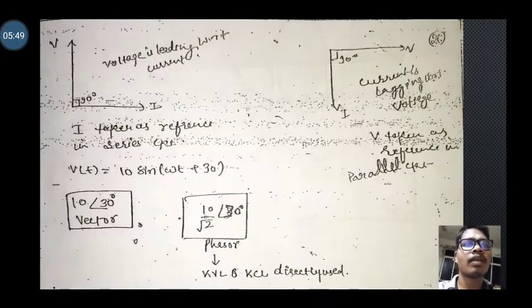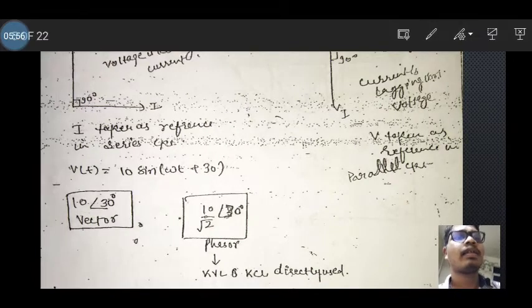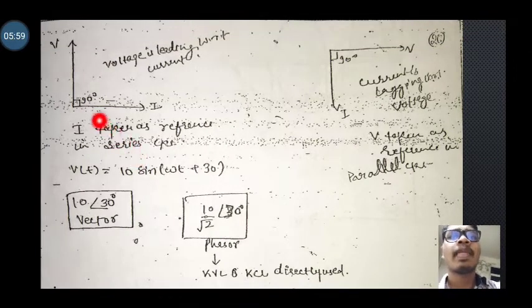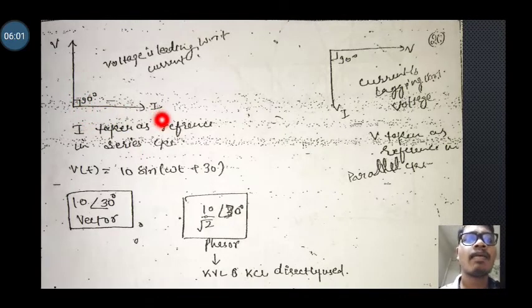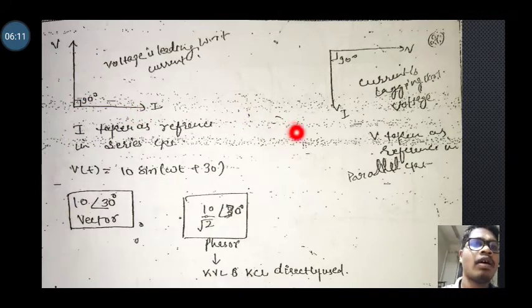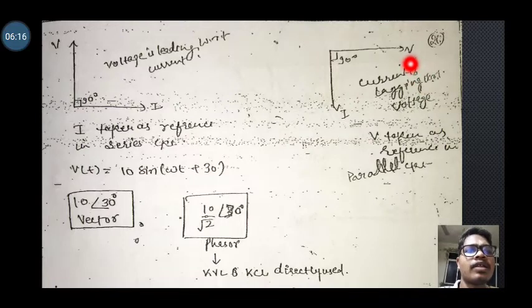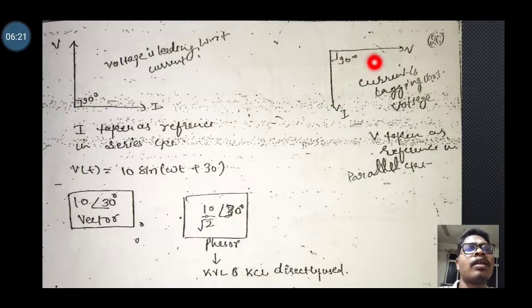Now come to the VI characteristics. See here how the current will lag and how it will lead. First, if we take the current as our reference, the voltage will lead the current by 90 degrees for a pure inductor. Here we are taking the voltage as our reference, that's why the current will lag the voltage by 90 degrees.